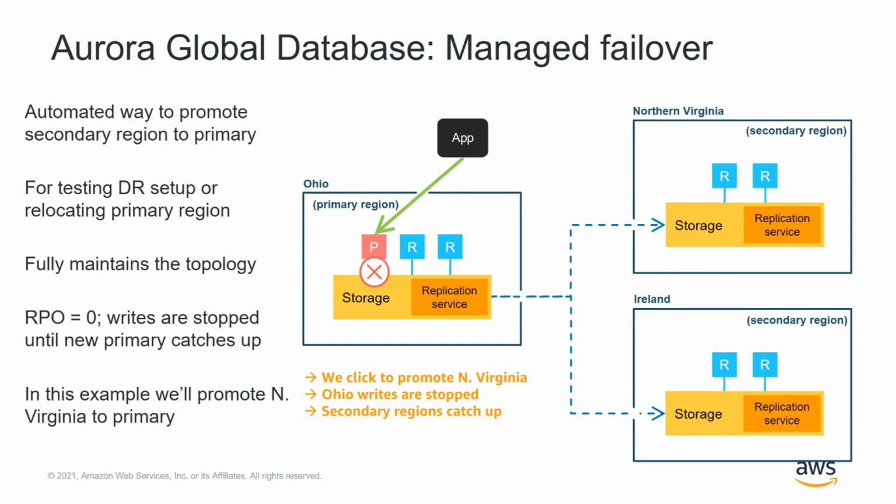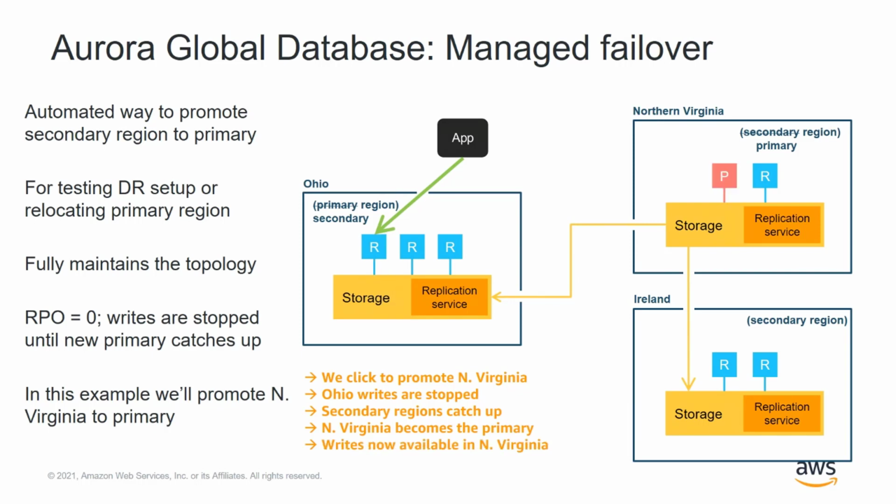And then now Northern Virginia becomes the new primary. So now it is the primary and it can accept the write workload. What you as a customer are still responsible for is to point your application to the Northern Virginia endpoint, and you're good to go. So everything here is managed for you outside of your application, and that is managed planned failover.